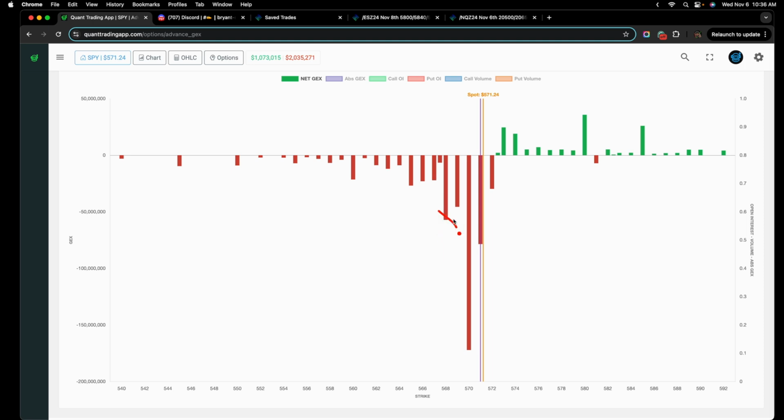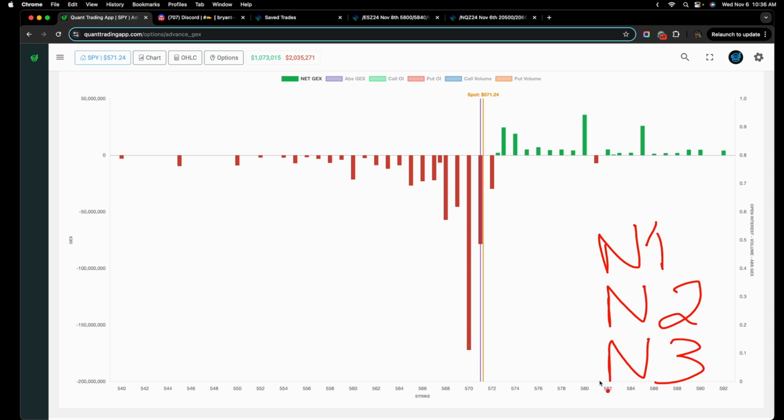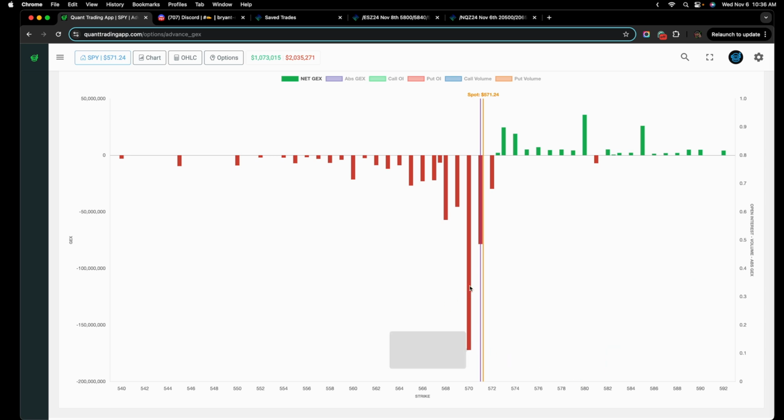This is what I refer to as N3. So this is N1. N1 just means it is the strike with the highest amount of negative gamma. N2 is the strike with the second highest amount of negative gamma. And then N3 is the strike that has the third highest amount of negative gamma. So that being said, this is N1. As we can see, this is the biggest red bar. This is N2, the strike price with the second largest negative gamma. And then we have this one right here. This is N3, the strike price with the third highest negative gamma.